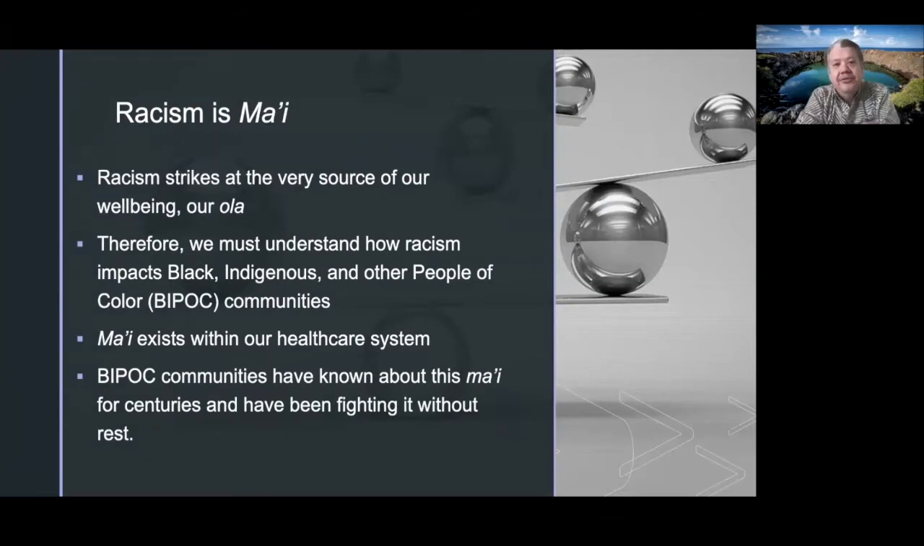So I now want to turn to racism, which is going to be the central focus of my talk today, and talk about racism as a form of ma'i, a form of imbalance within our society. Racism strikes us at the very source of our well-being, our ola. Obviously, we've seen how racism can impact the physical body by the killings of people of color that we have been viewing, the violence against people of color that we've seen on the streets. All of these things we hear about on a weekly basis.